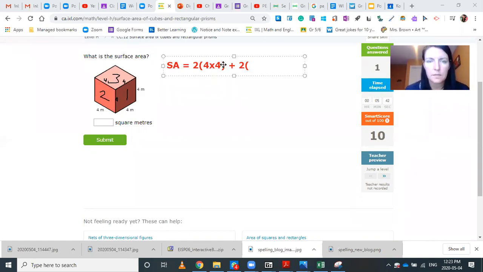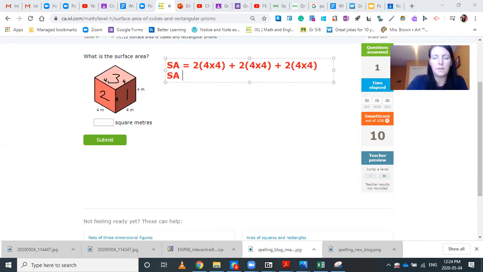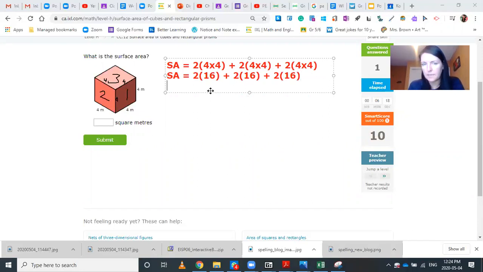Okay, so let's continue. We've got 2 of 4 times by 4, and we've got another 2 of 4 times by 4. I think I'm going to write out the easier way to do a cube for you so that you can save yourself some time if you understand this one. What is 4 times 4? It is 16. And we've got 2 times by 16 again, and 2 times a third 16. Okay, good. What is 2 times 16?